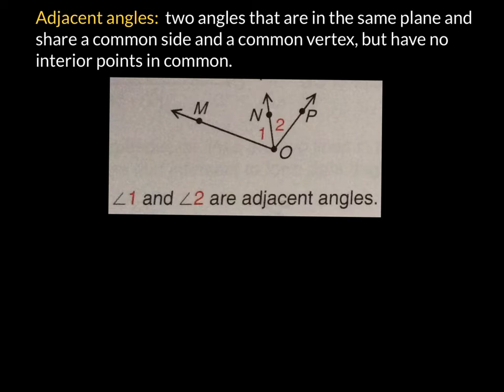Here we have the example of adjacent angles. We have angle 1, which is actually NOM, and angle 2, which is NOP. Now, they have this common side here, they have the common vertex here, but they have no interior points that are the same. NOP has no interior points, and NOM has no interior points in here. So that makes these two adjacent angles.